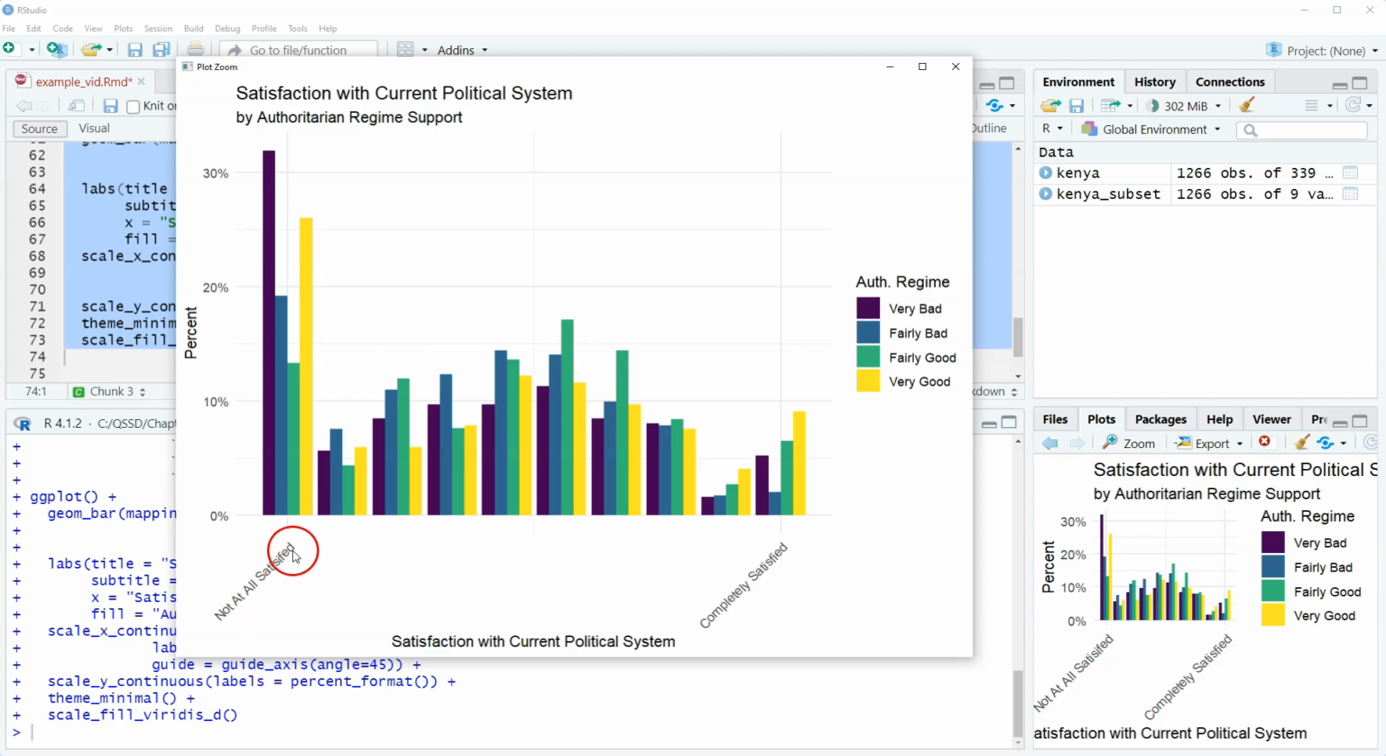So people who are not at all satisfied, we see that over 30% of people who said that an authoritarian regime would be very bad said not at all satisfied. Okay, so we don't know what the option is, right? So it's not like they're necessarily saying they don't like democracy or authoritarianism. We don't know, right? We also see that a high percentage of people who said authoritarian regime would be very good also are not at all satisfied. We might have a little more confidence there that those folks would prefer an authoritarian regime. And then if we look at completely satisfied, it's actually the highest percent here is people that say very good.